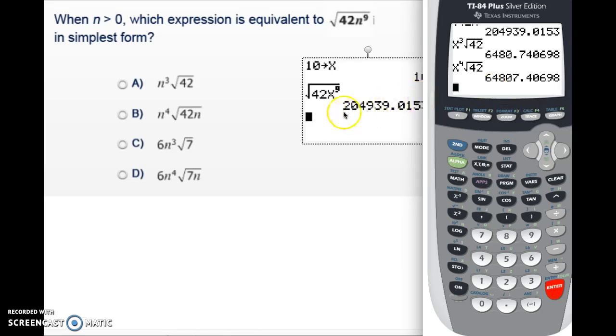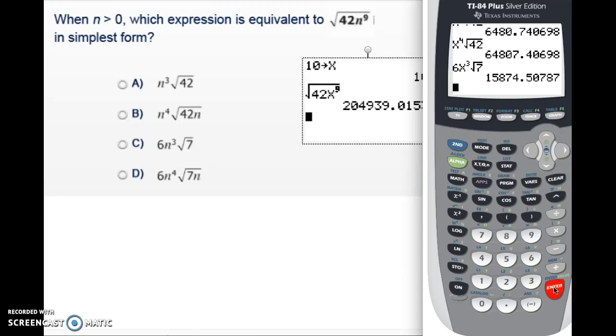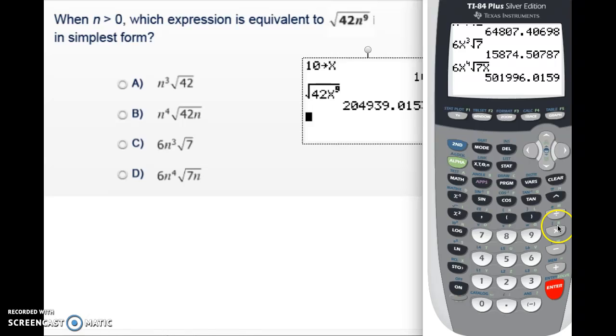And that also is wrong. All right, so again, we're looking for this number here. So then I'm going to look for a 6, and then x to the 3rd, radical 7. And that didn't work, so now we're going to see if this one works here. So I'm going to go ahead and try a 6x to the 4th and a square root of 7x. And that did not work either.